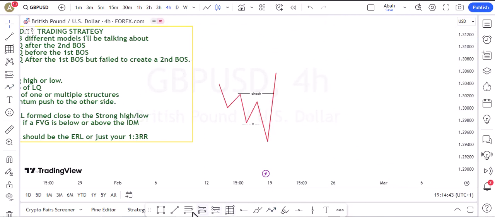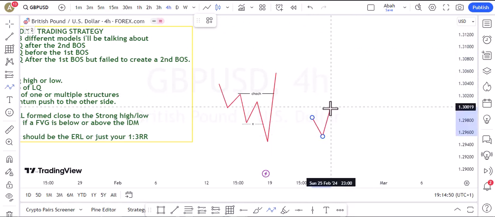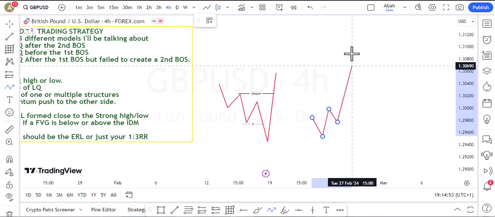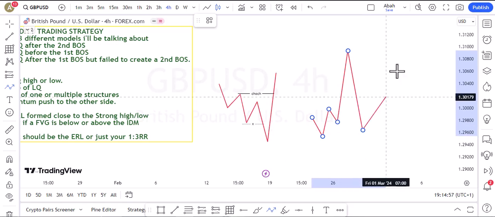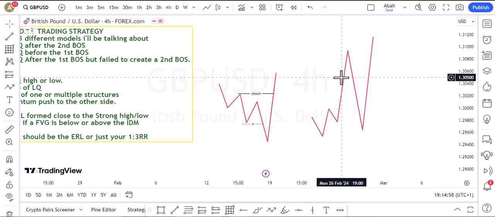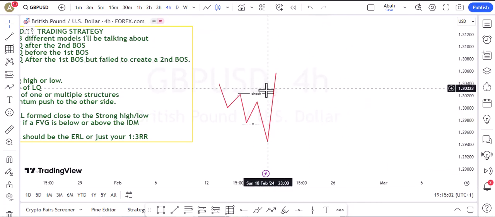Our second setup, our second model, is this. We have this inducement created before the break of structure. Price comes, takes out the inducement, and then goes. This is our second model. You know what I'm trying to say? And then the third model now is this.